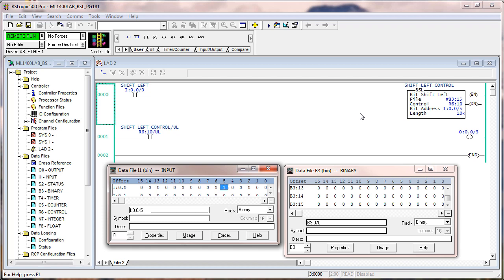When I push the button and release, it shifted all 16 bits to the left, and it replaced bit 0 with whatever value was at bit address input 5. If I leave input 5 on and toggle it again, now you see there are 2 1s in there because it shifted 0 through 15 to the left and replaced bit 0 with the 1.